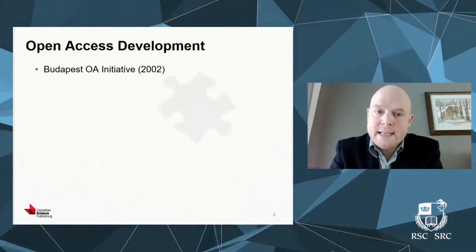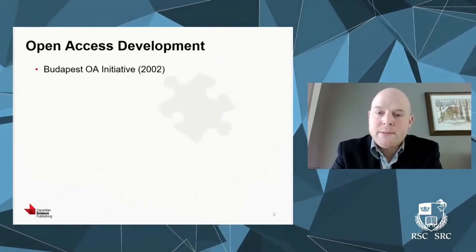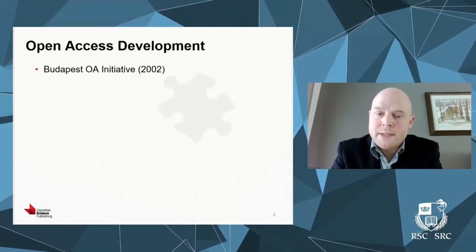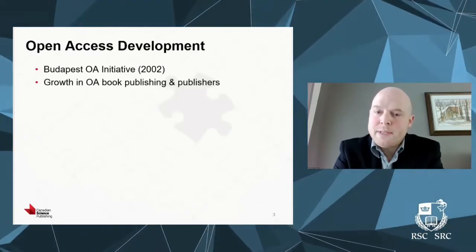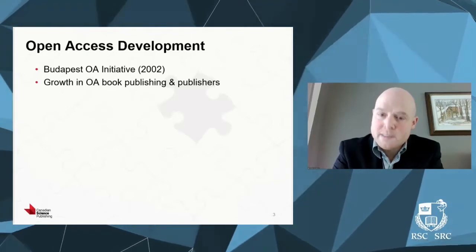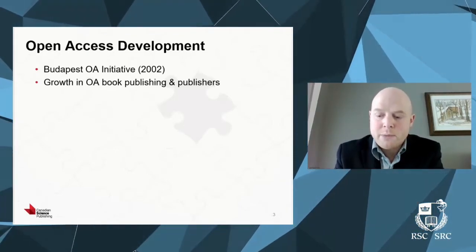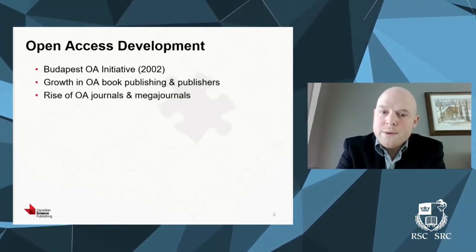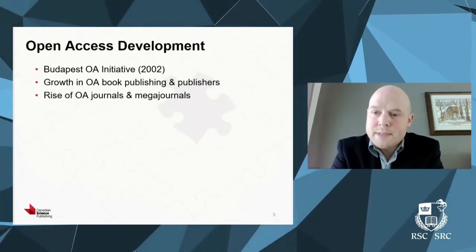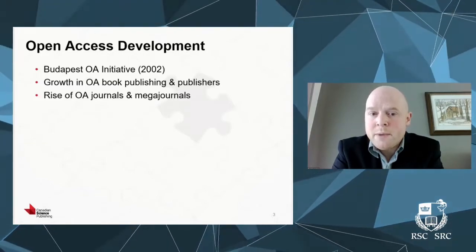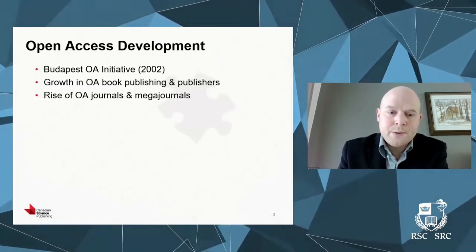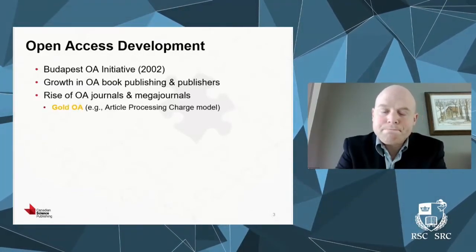So open access has been conceptualized for a long period of time, but it really took form in 2002 with the Budapest Open Access Initiative. And since that time, we've seen quite a bit of growth in terms of open access book publishing, as well as open access book publishers. We've also seen a rise of open access journals and mega journals, which now make up some of the largest publications by volume of open access journals, or all journals as a whole.